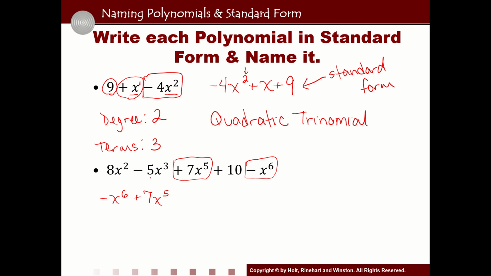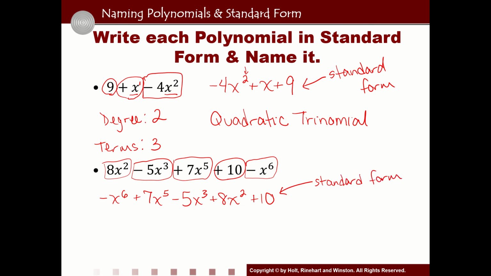Looking for my next greatest. Well, that's going to be the x to the 3rd. And here again, it is negative, so it needs to stay negative. Minus 5x to the 3rd. Next highest exponent would be x squared. Positive 8, so I need to put plus 8x squared. And then I only have one term left here, this plus 10. So there is my standard form.